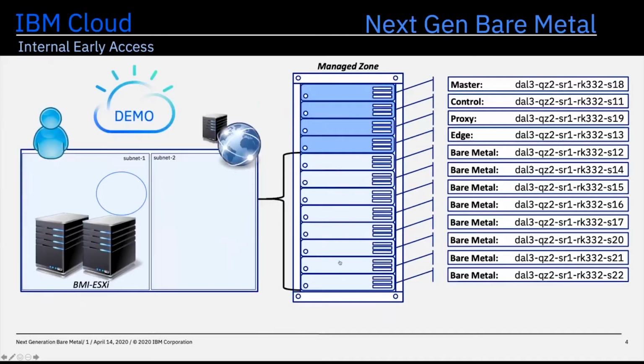So what are we going to show you in this demo? We're going to show you that we can provision bare metal instances, reserve the physical servers into a VPC. We're going to connect them into a subnet. And on those bare metal instances, we'll go ahead and configure ESXi.